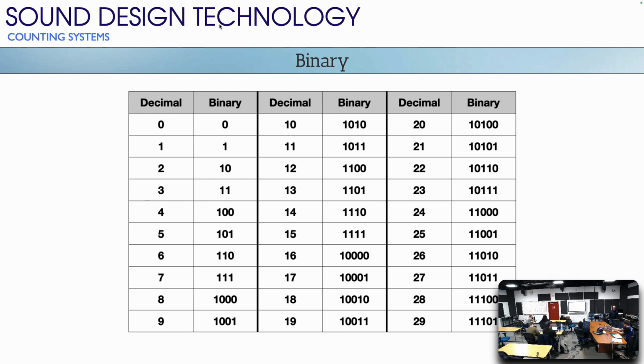What is 32 in the binary system? 100,000? You can't say it that way. It's not 100,000, it's 1, 0, 0, 0, 0, 0.